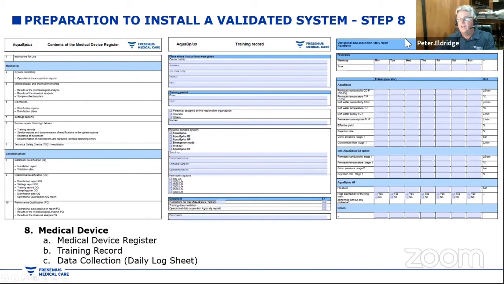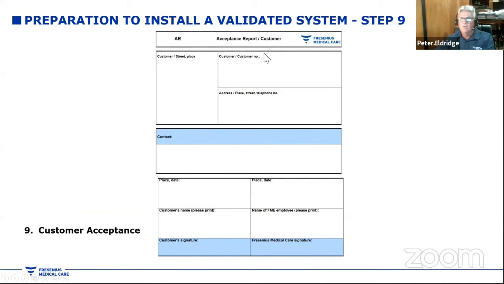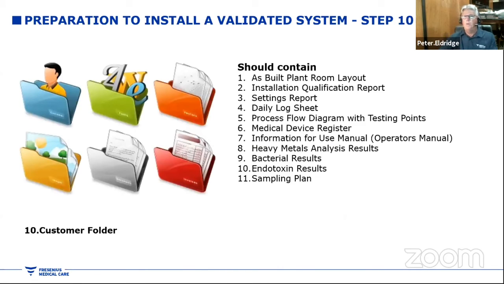And the final is the data collection, and that is your daily log sheet. So these are the log sheets. So you can create your own log sheet, or you can use the one out of the manual provided by your supplier. Finally, for the validation, we do an acceptance report from the customer. So once we hand it over, we provided the equipment, we've completed the training.